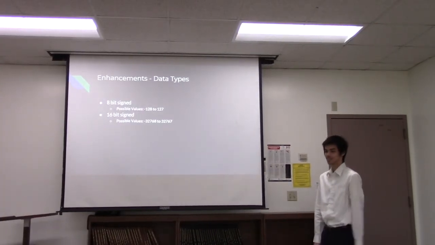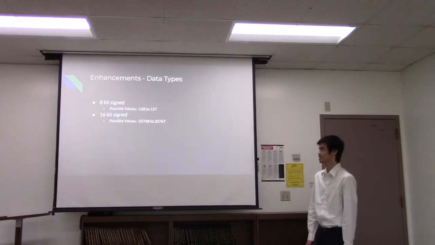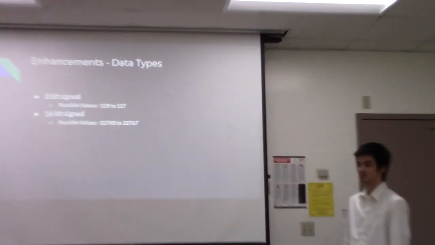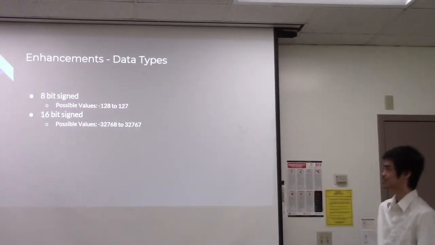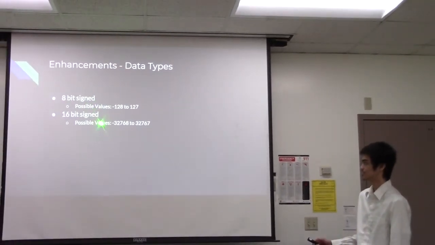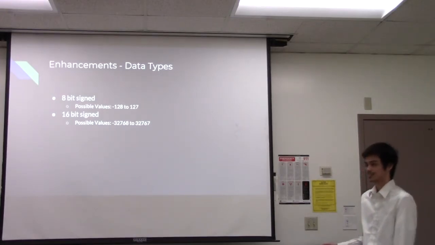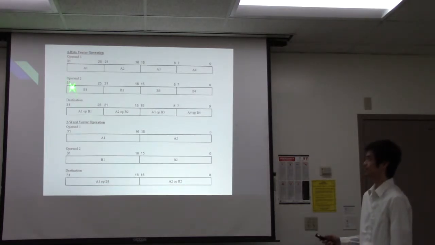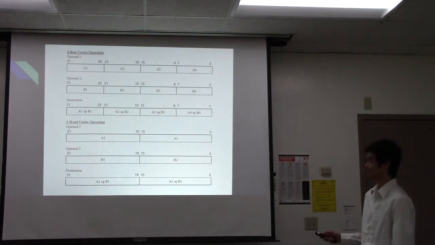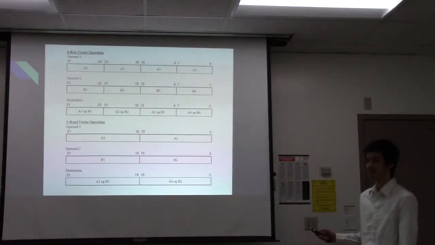So for our SIMD enhancement, we added a new vector data type, which gives us 2 more data types, 8-bit and 16-bit vectors. How this works is we take our 32-bit register and make it represent either the 4 8-bits or the 2 16-bits, depending on the type of vectors we're using.